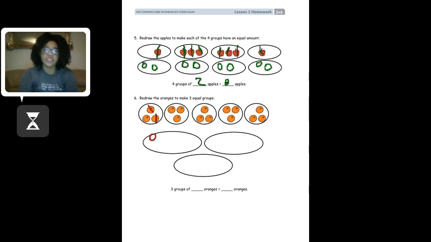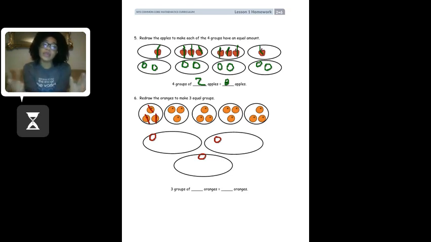Then I'm going to take another orange and put it in the second jug. And then I'm going to take another orange and put it in the last jug. But we're not done. I still have 4 bags of oranges left to put in each jug. So let's keep going. Right now we have 1 orange in each jug.